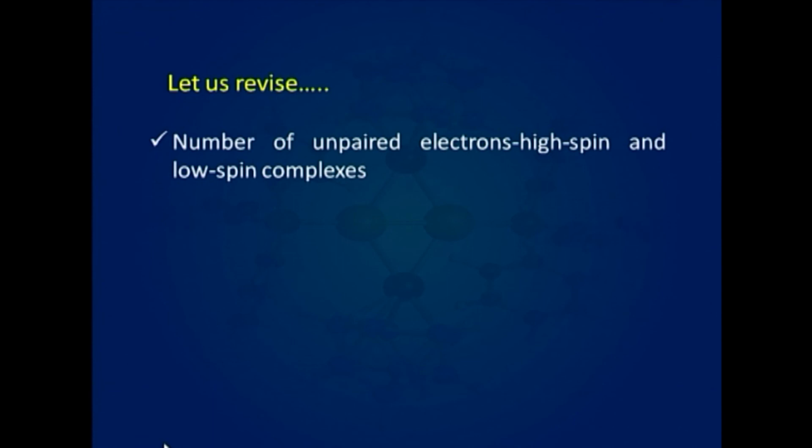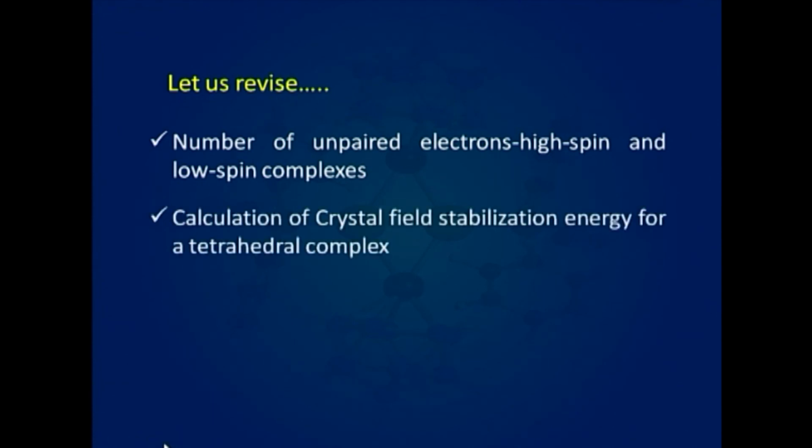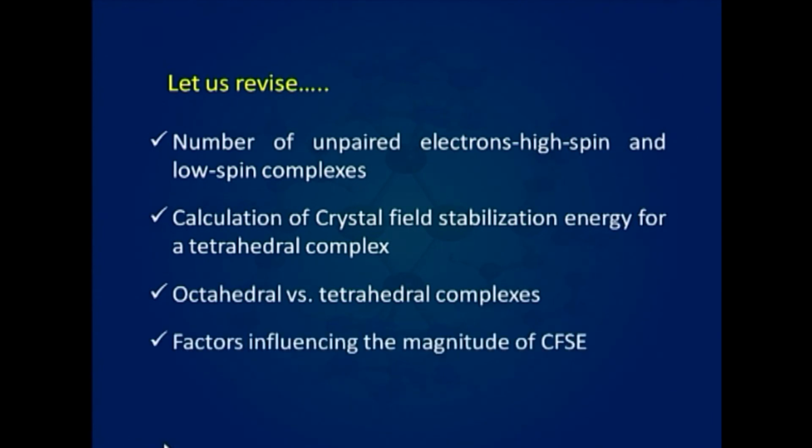With this, we come to the end of the lecture. Let us revise what we have learnt in this lecture. Number of unpaired electrons, that is high spin and low spin complexes. Calculation of crystal field stabilization energy for a tetrahedral complex. Octahedral versus tetrahedral complexes. Factors influencing the magnitude of crystal field stabilization energy and limitations of crystal field theory.